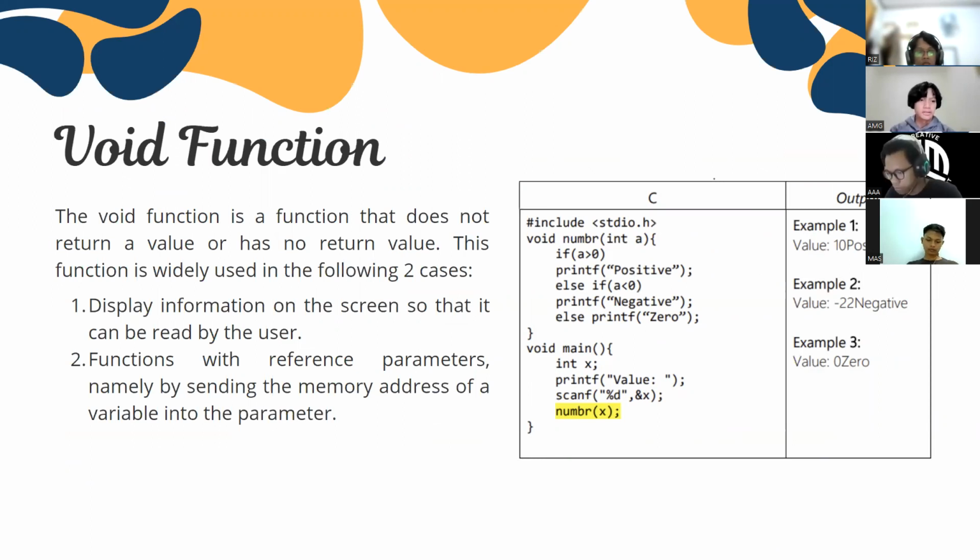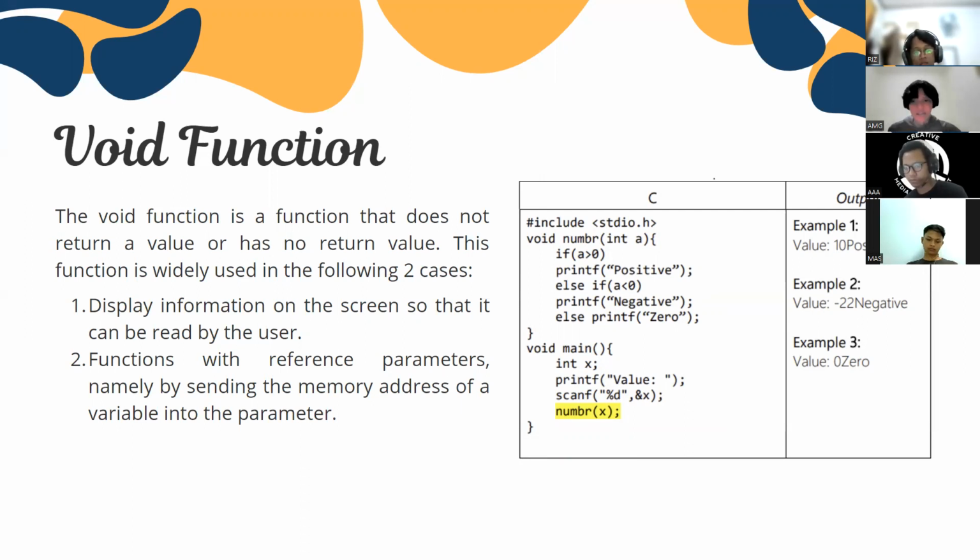So, void function. The void function is a function that does not return a value or has no return value. This function is widely used in the two following cases. One, display information on the screen so that it can be read by the user. Two, function with reference parameters, namely by sending the memory address of a variable into the parameters.